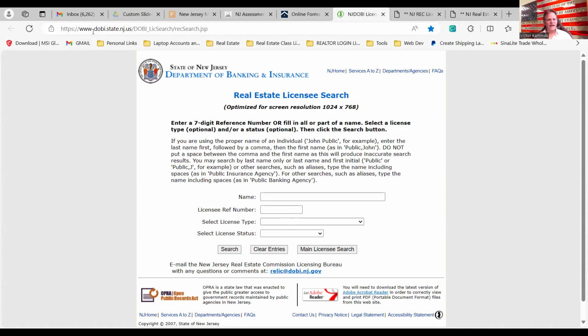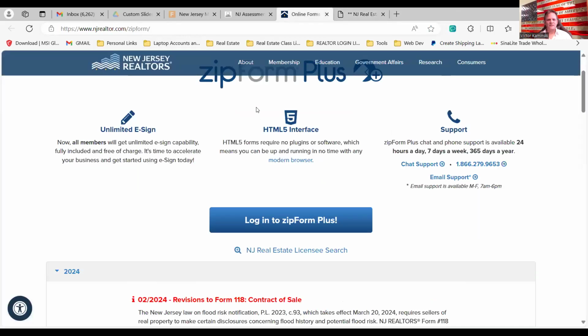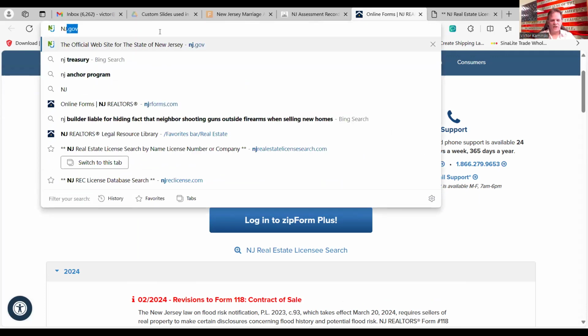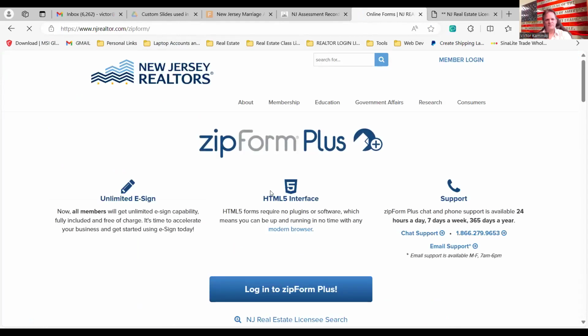These are long, confusing links to remember. So you could either make shortcuts to them, or you could just remember NJ Rec License or NJ Real Estate License Search.com. It takes you to the same place. So these are just shortcuts that I make up for your convenience, as well as for getting you to njrealtor.com/zipform. You could just go to njrforms.com and it takes you to the same place. Okay. See how I did that? Makes it a lot easier.